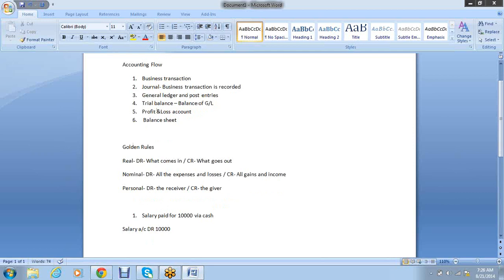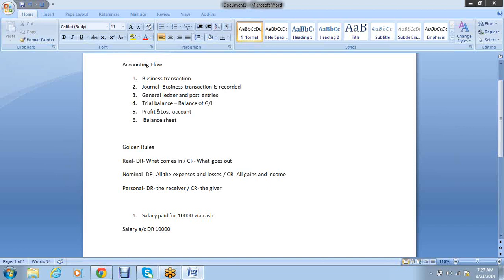Now I'm paying via cash, correct? So what account will it be, real, nominal or personal? Company has paid the salary. So what will be the entry? It's a debit entry for the company, and credit for the other account. Why?